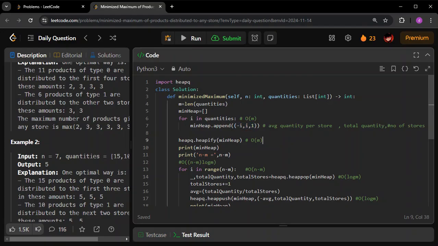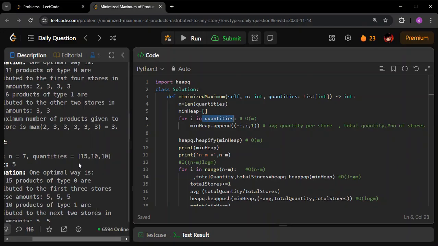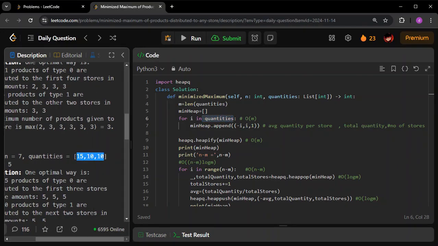So what I'm doing, this is going to be one element in a heap. What is this element signifying? Each element here has three values. Let's start with the second value first. What is the second value? The second value tells me the total quantity. For example, this is type A, so for type A there are 15 products. So this tells me the quantity for that particular type of product. So total quantity here is going to be i.